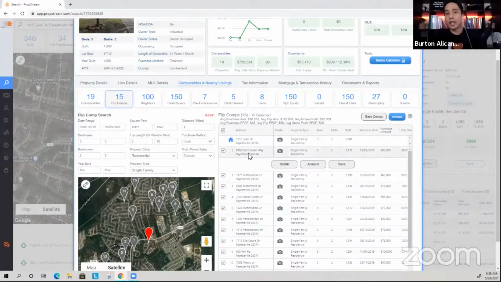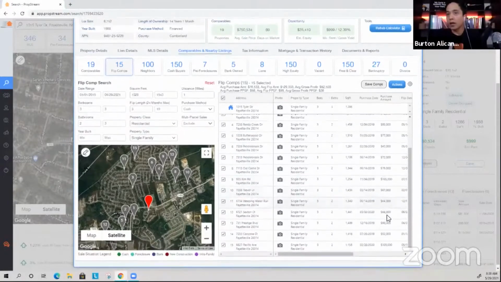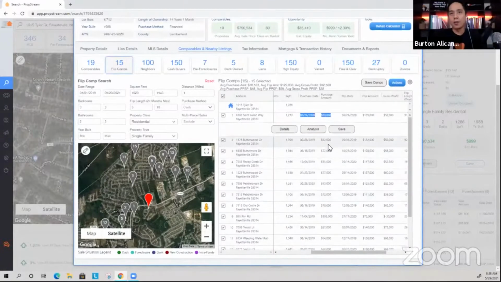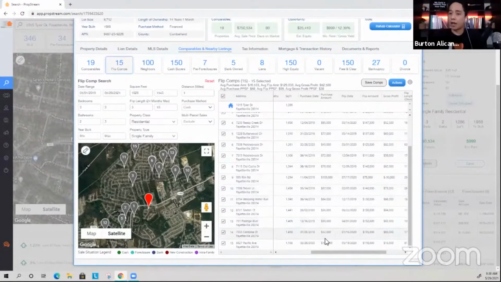But once I get my result, it shows me the address that was flipped, the characteristics of the address, when they bought the property, and how much the buyer was willing to pay in what? Cash. So now it's telling me the buyer's power in this market. And as you can see, there's a trend. Buyers are buying $68,000, $70,000, $80,000. Don't lock up anything more than that because these buyers aren't going to be willing to deal with you.